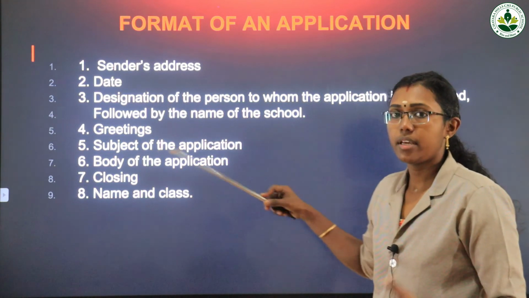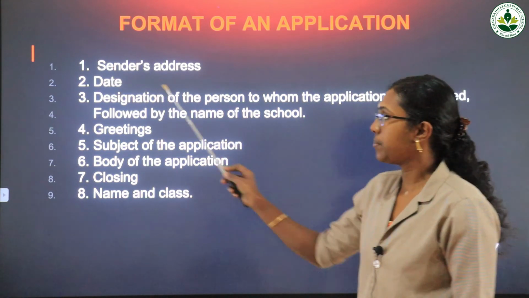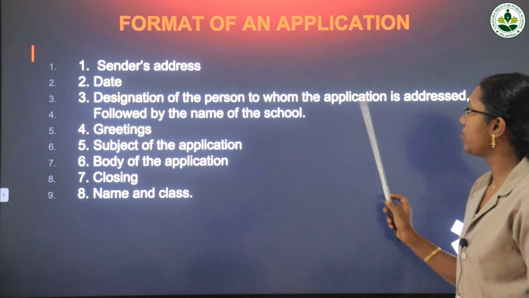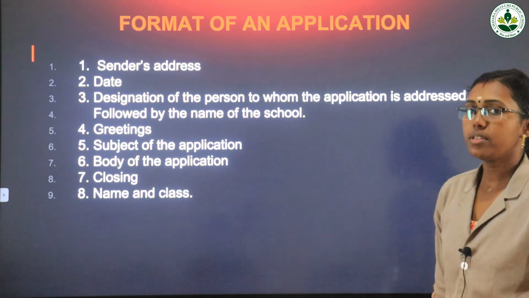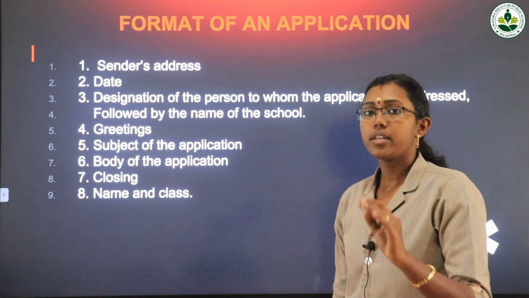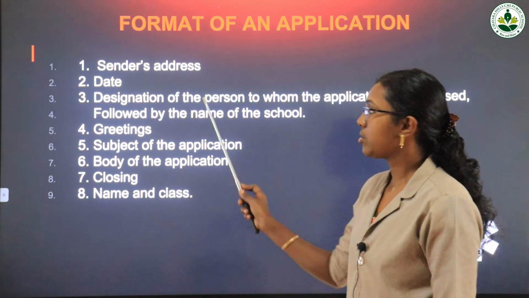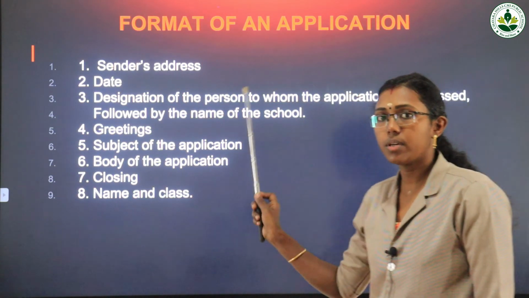Next, the date. Any date when you are writing the application, give the date. Again leave space. Then the designation of the person to whom the application is addressed, to whom you are writing. If you are writing to the class teacher, just write to the class teacher. Or if you are writing to the principal, you have to write to the principal.